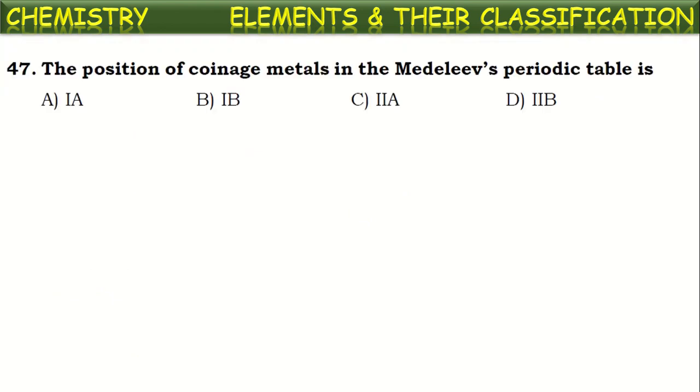the position of coinage metals in the Mendeleev's periodic table is. What are coinage metals? Coinage metals means copper, silver, gold. These elements were used for minting coins in the earlier days. That is why these elements, copper, silver, gold, are called coinage metals. These elements are present in 1B group of Mendeleev's periodic table. 1B group. Okay. Even in the modern periodic table also they present in the 1B group only.